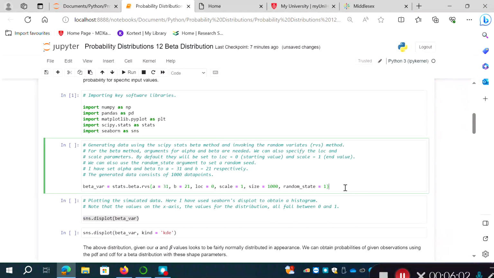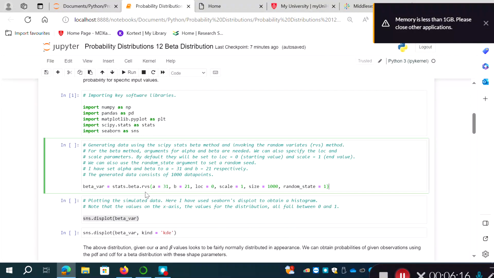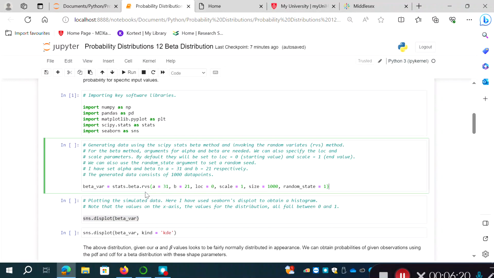So I'm going to generate data using scipy stats. We're going to use the beta method, so stats.beta, and invoke the random variables method that I've used previously, rvs. So basically we're asking scipy to generate a variable of observations of random data that follows a beta distribution. And for the beta, for the arguments for alpha and beta, we need to specify things when we use this beta method.